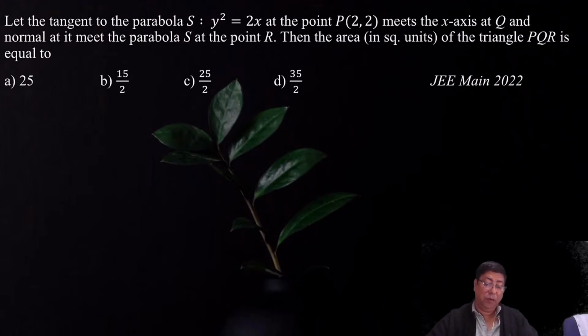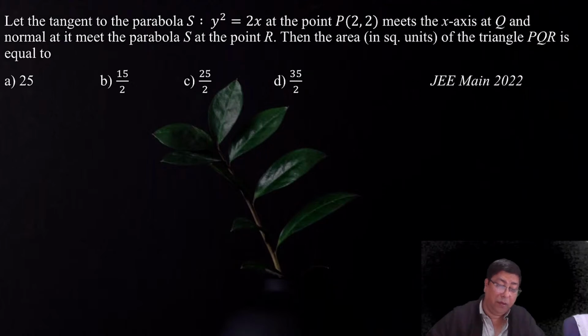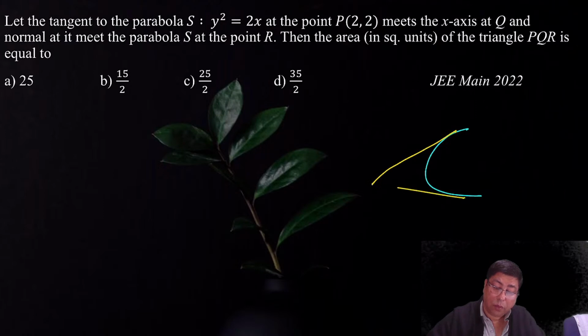Let the tangent to the parabola y square equal to 2x at the point P (2, 2) meet the x-axis at Q, and the normal at it meet the parabola again at the point R, then the area of the triangle PQR is equal to. So first of all, let us draw one comfortable diagram. Suppose P is this, QR, and this is the point Q.